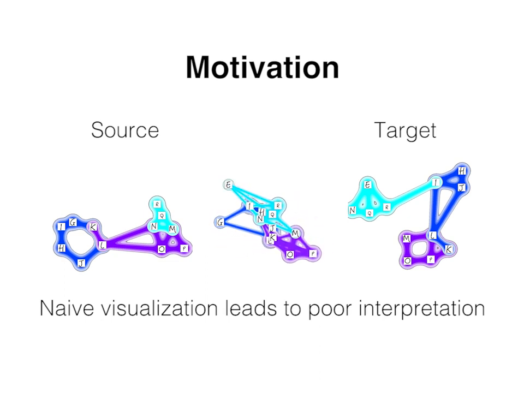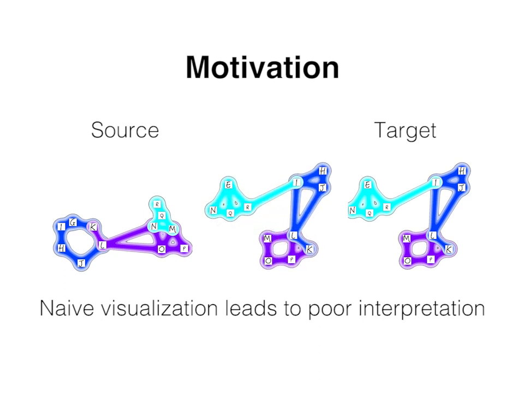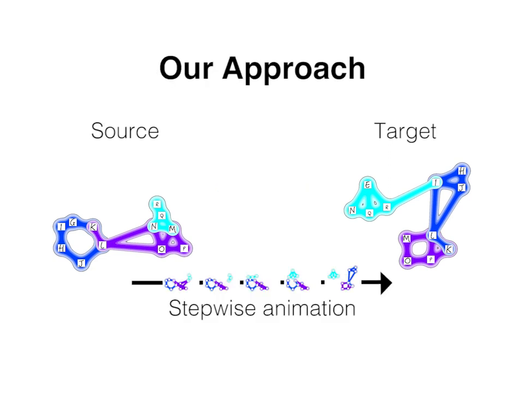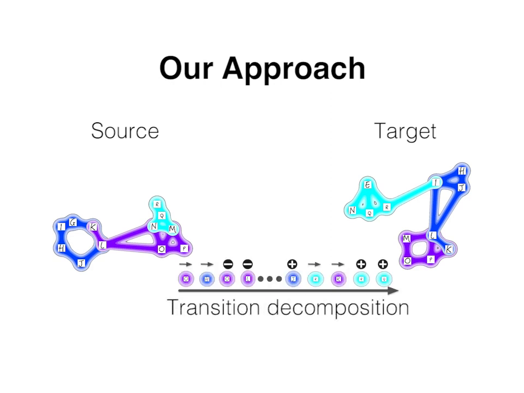We can introduce a linear interpolation for this purpose, while important changes cannot be easily identified due to the information overload. In this paper, we present an approach for generating a stepwise animation between set diagrams by decomposing the entire transition into atomic changes associated with individual data elements.